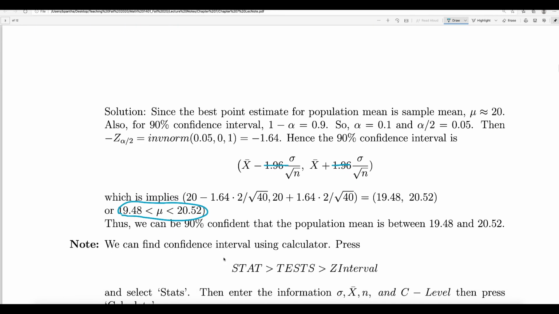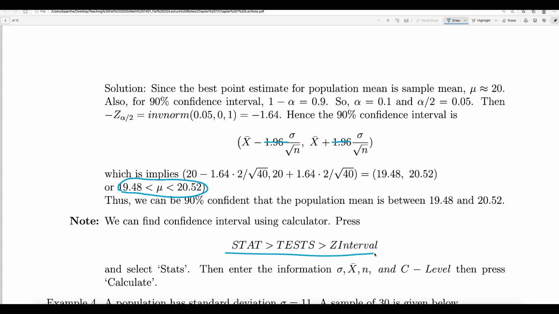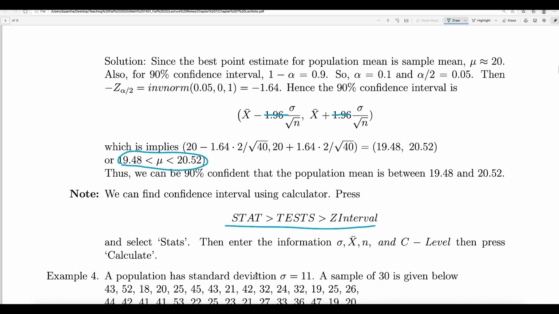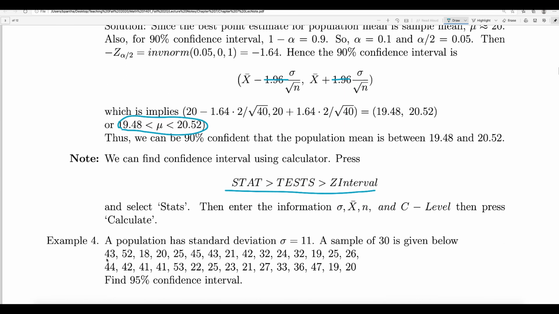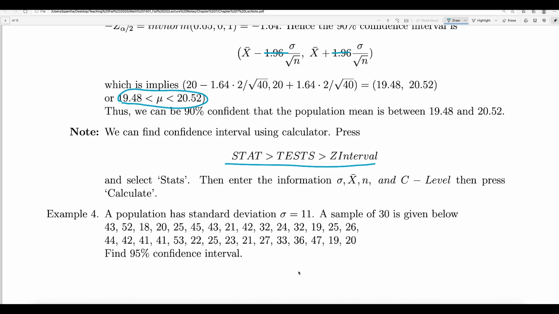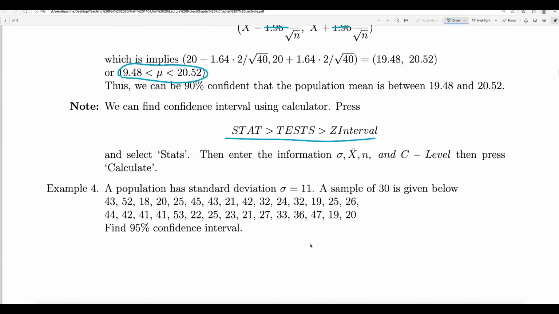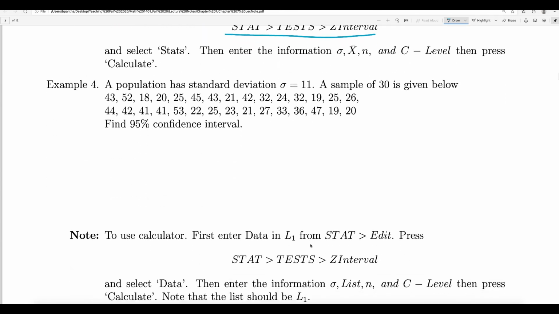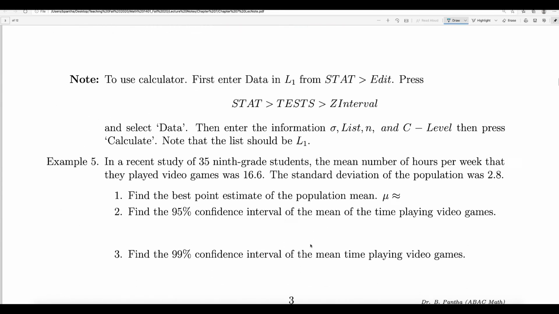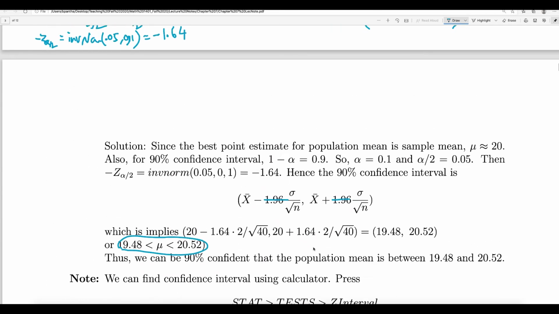So I mentioned how to use the calculator directly: stat, test, and Z interval. If the data is given, you enter the data in stat and then hit enter and then enter the data. And when you go to stat, test, and Z interval, you need to pick that L1. I will show you one example in the next video. All right guys, thank you.